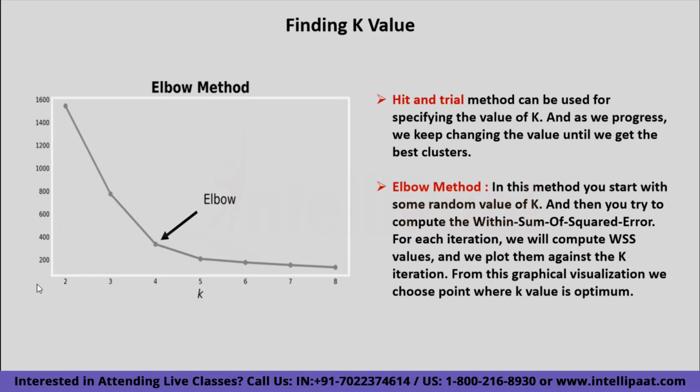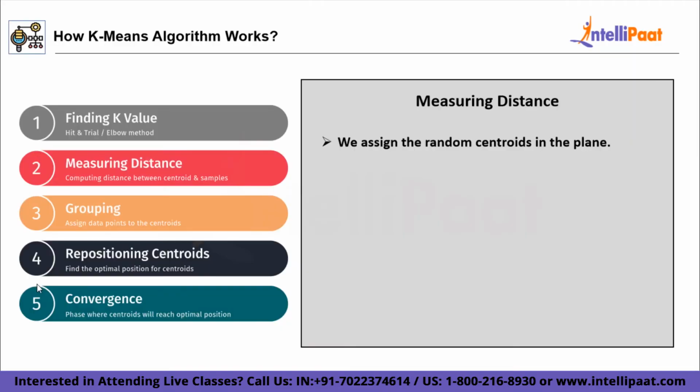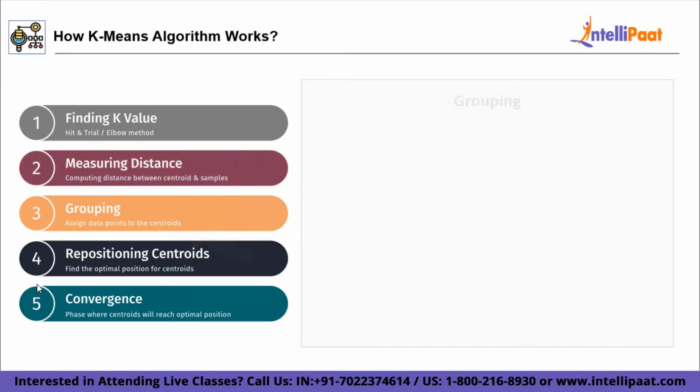Now once we know the optimum value for the number of centroids, we assign the random points in the plane called centroids to these clusters. In the second step, the distance of each data point from the centroid is measured, and each data point is assigned to the particular centroid which is closest to it. Then the next step begins, known as grouping.